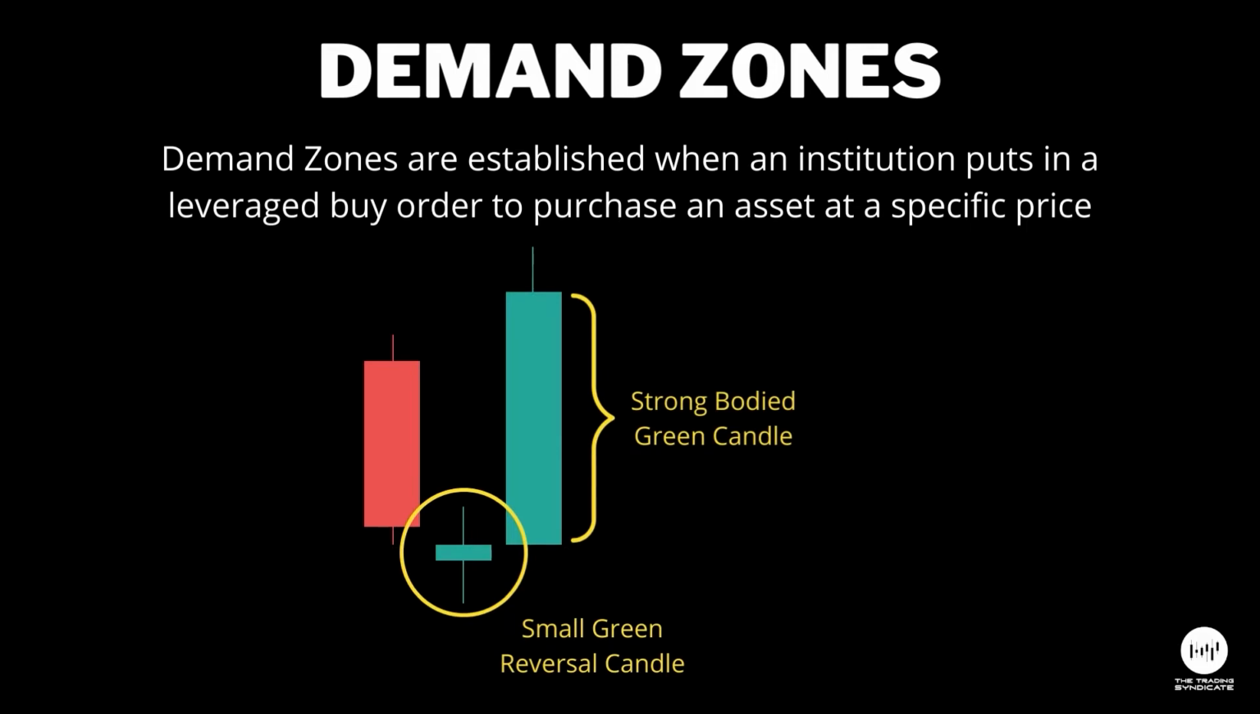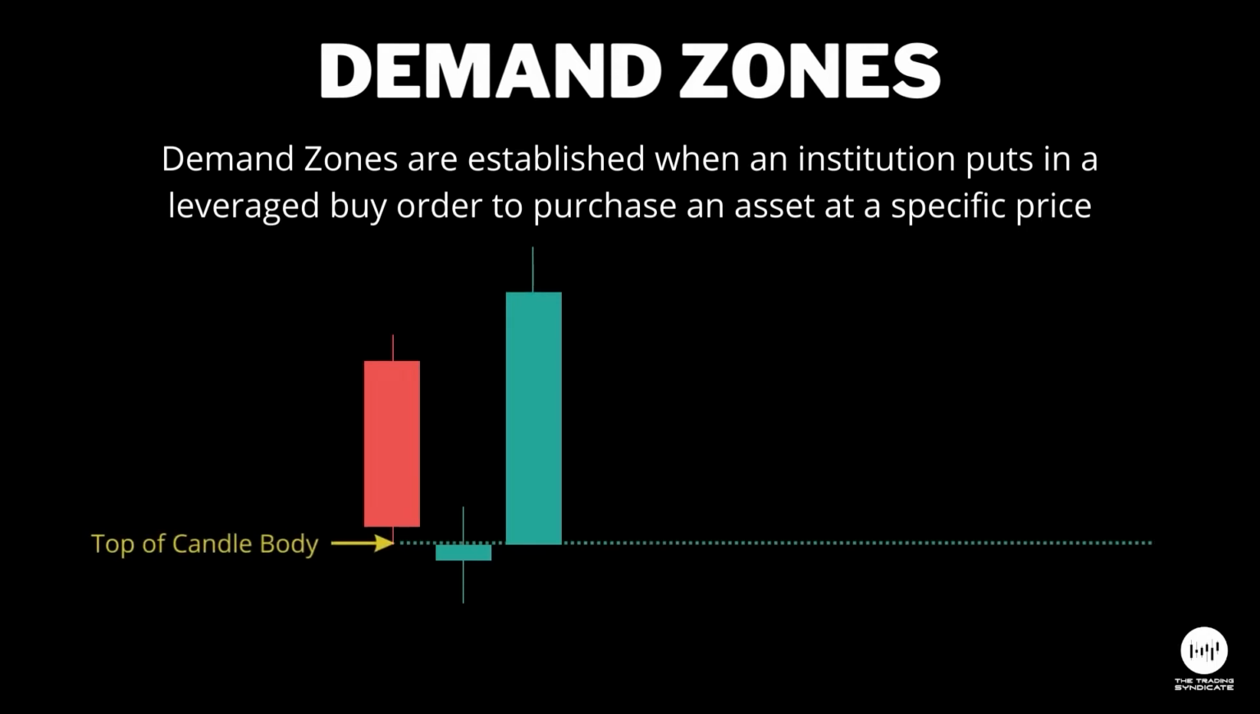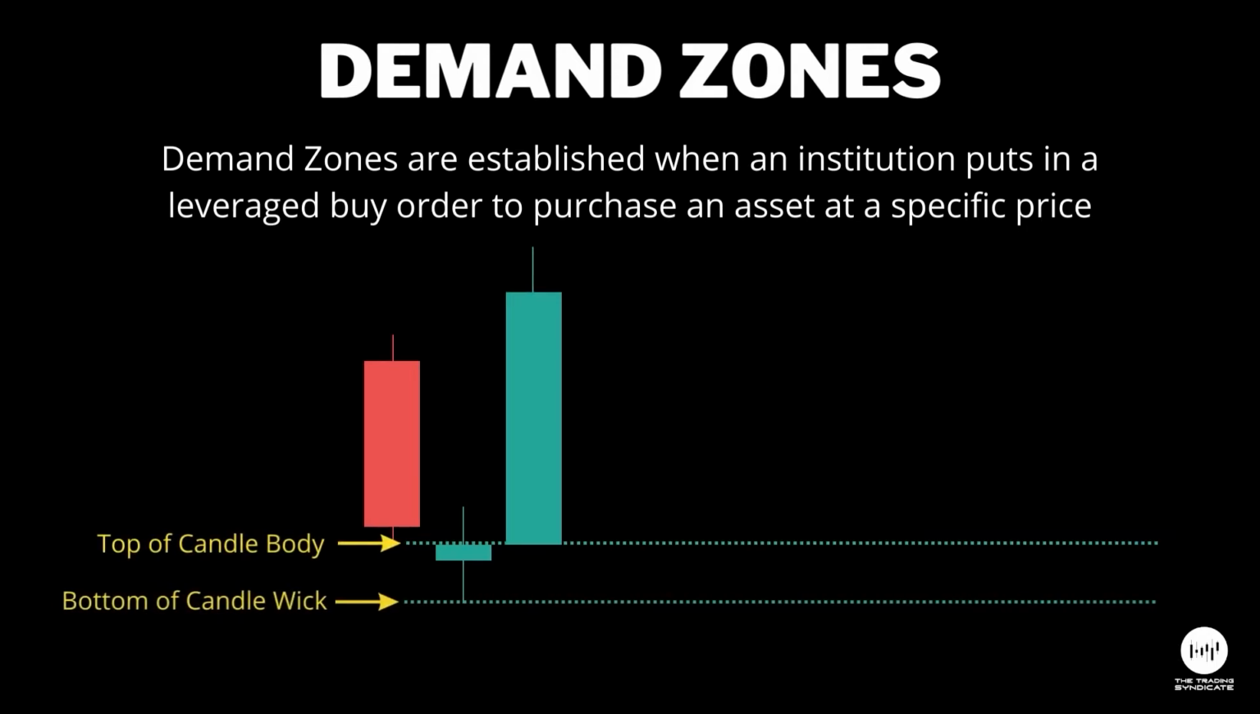As we can see with these two candlesticks here, the smaller green one on the left can be used to identify the demand zone. To chart the demand zone, what you want to do is to use a rectangle that extends from the top of the green candlestick body to the bottom wick. Of course, if the reversal candle is red instead of green, we would still use the top of the red candlestick's body to mark the high of the zone.